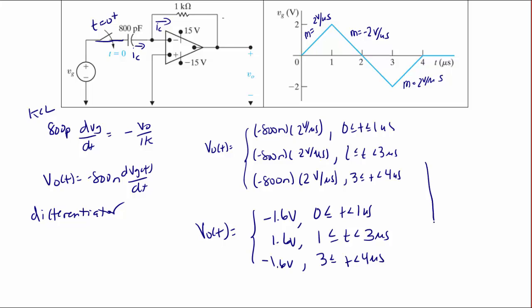So if we make a sketch, the horizontal axis is the time in seconds. The vertical axis is V0 of t in volts. So between 0 and 1, 1 and 3, and 3 and 4. Between 0 and 1, we have negative 1.6. Between 1 and 3, we have positive 1.6. Between 3 and 4, we have negative 1.6 again, and then the line goes back to 0. And this concludes today's lecture on the natural response of RC circuits.